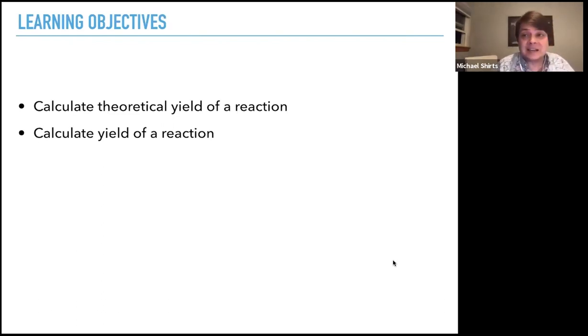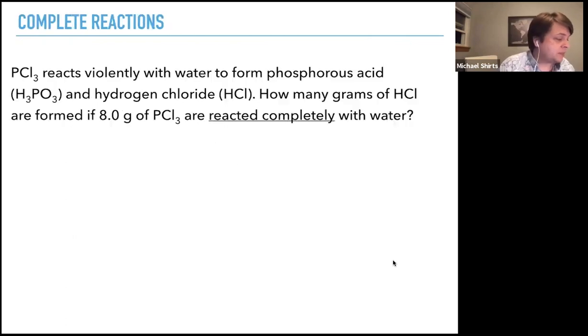Okay, so let's do some examples of how we do this. PCl3 reacts violently with water to form phosphorous acid, which is H3PO3, and hydrogen chloride. How many grams of hydrogen chloride are formed if 8.0 grams of PCl3 are reacted completely with water? That should tell us that there's more than enough water, so the extent of reaction is going to be determined only by the amount of PCl3.